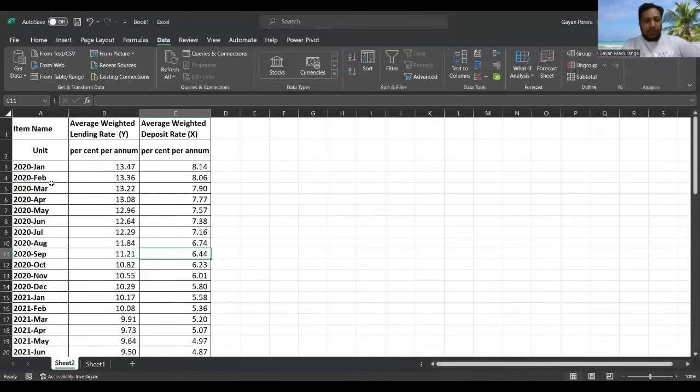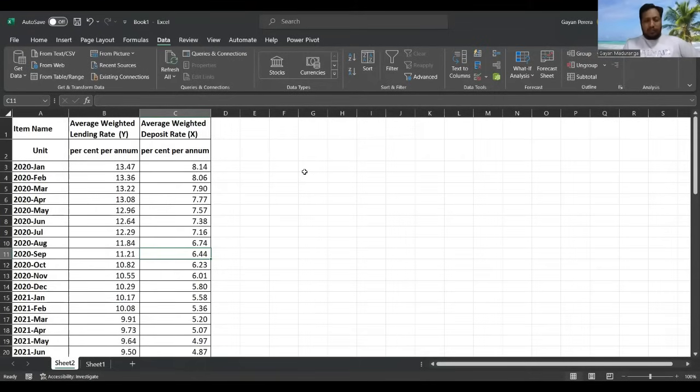Right. So here I have selected some data, based on the month. I have extracted the country's average weighted lending rate and average weighted deposit rates. I basically took average weighted deposit rates as X, the independent variable, and the average weighted lending rates as Y, the dependent variable.